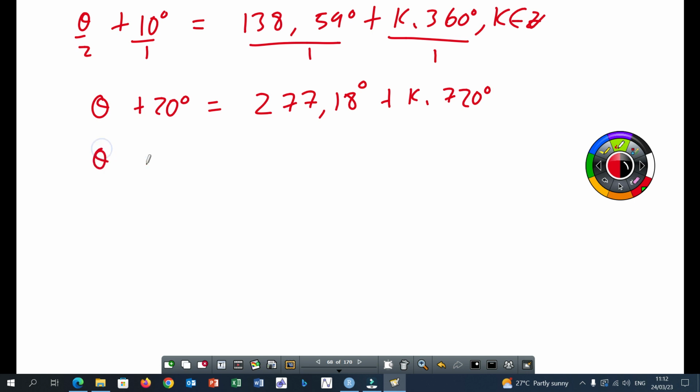And then theta will be equal to, take this 20 degrees, then get 257,18 degrees plus k times 720, where k is an integer. Are you following there? So why do you say 2k? 2 times k. What is 2 times k times 360? K times 360. It will be k times 720.